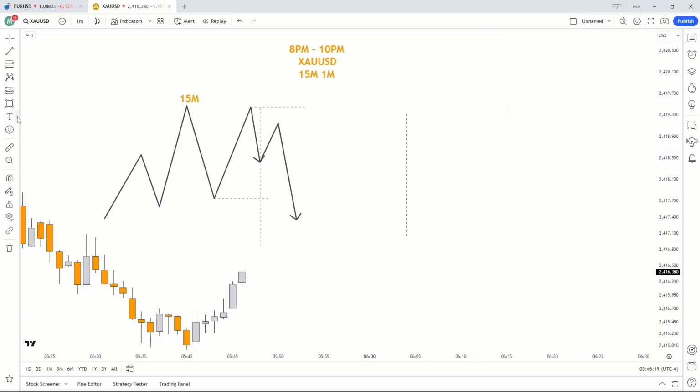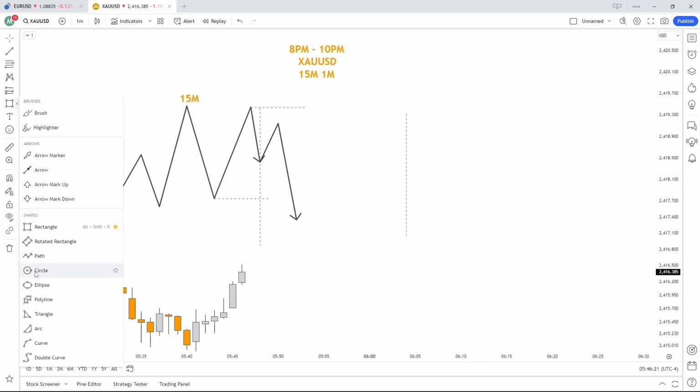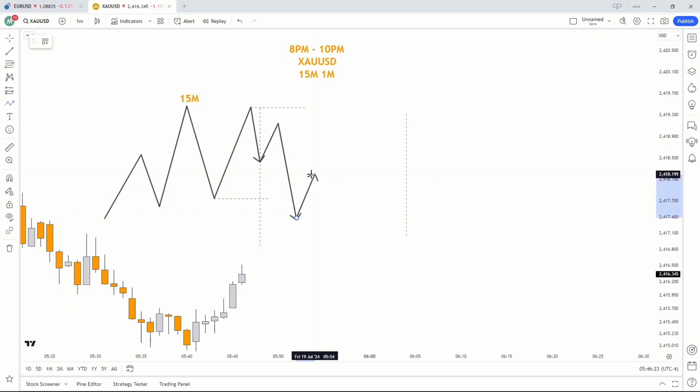So once we have gotten that market structure shift, for example, this is a market structure shift right here. Just imagine. Now the drawing may not be doing justice. This brings us on to our step 3, which is our entry. Now entry must be before 10 p.m. Just to state, entry must be before 10 p.m.